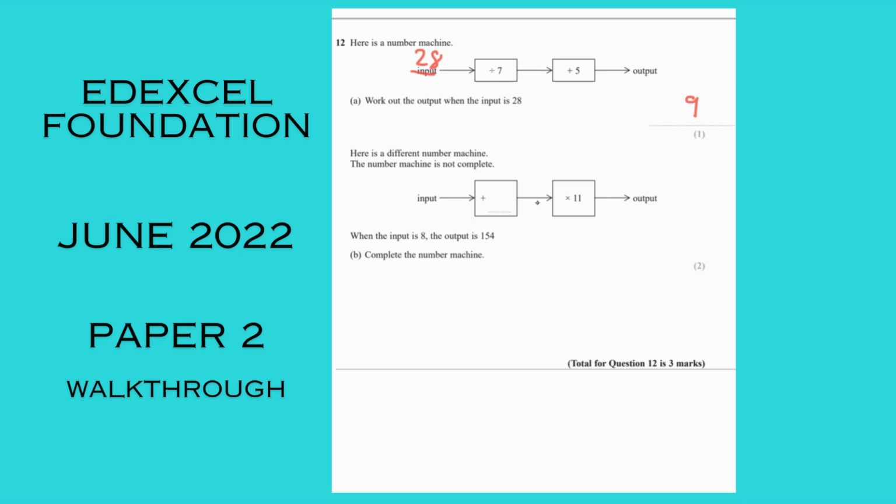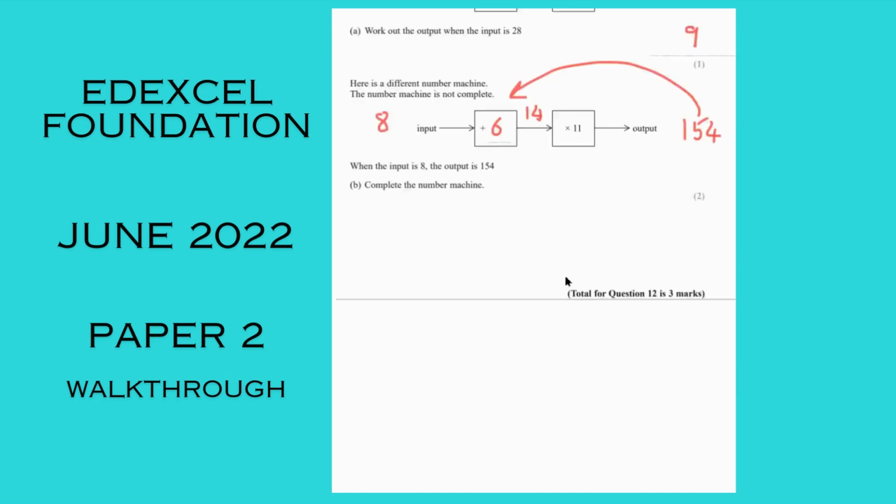When the input is 8, the output is 154. So we need to work backwards to here. So 154 divided by 11 means we get 14 coming out of the first input box. So the first input box changes 8 to 14 by adding on a value of 6.